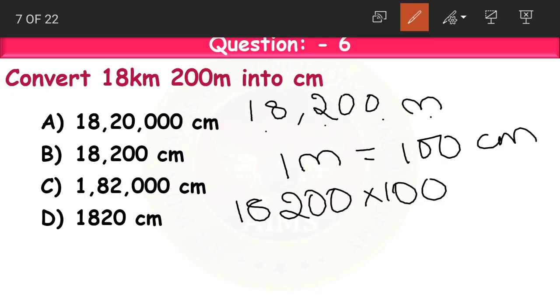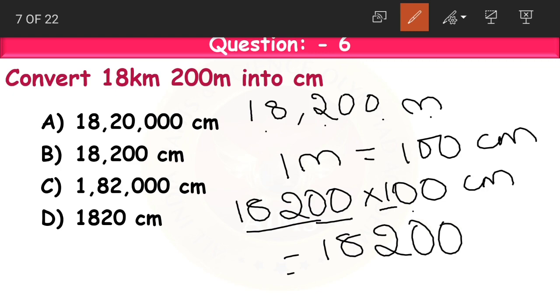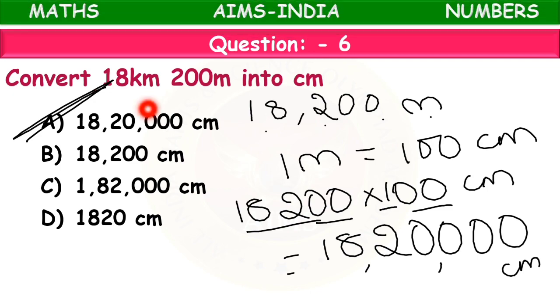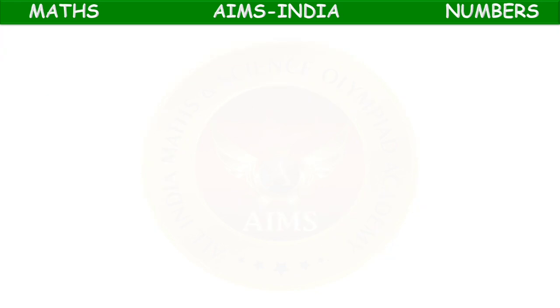18,200 into 100 centimeters is equal to 182. 182 into 1 becomes 182. Then after that we are having 4 zeros here. So I'll keep 4 zeros. Now when I put commas, this will be read as 18,20,000 centimeters. Yes students? Now what is the correct option here? Option A. I hope this is clear. First we converted kilometers into meters and then the whole meters are converted into centimeters.